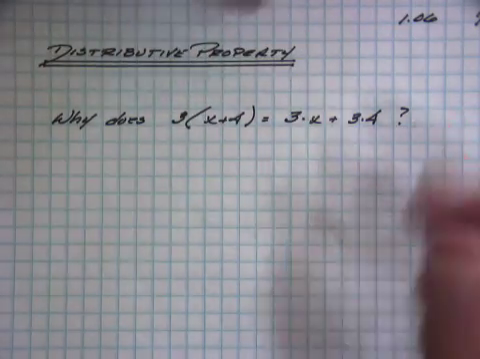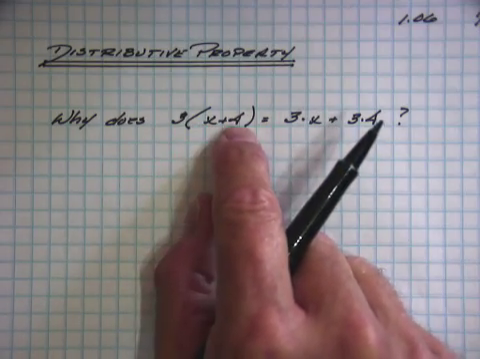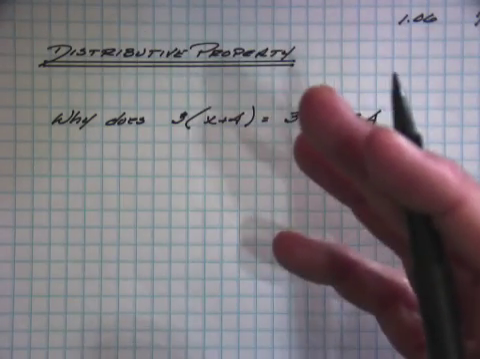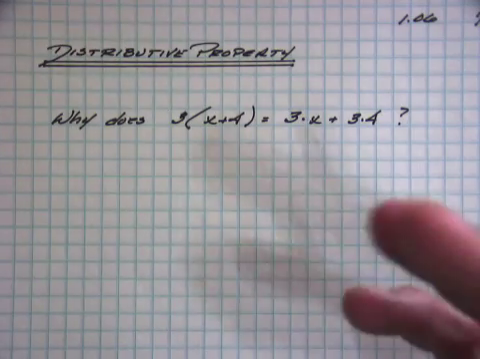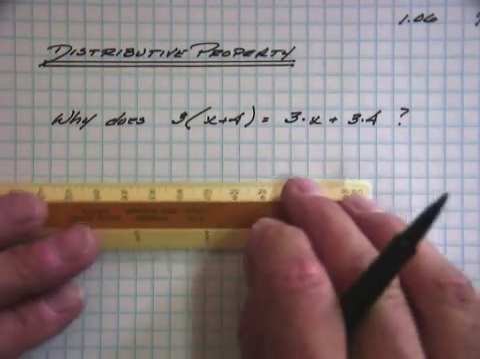Because see, the mistake most people make is they go 3 times x, but they forget the 3 times 4. To me, that's just a sign of a misunderstanding or not understanding deeply what the distributive property is all about. Okay, so what we're going to do is do this with a diagram, all right?